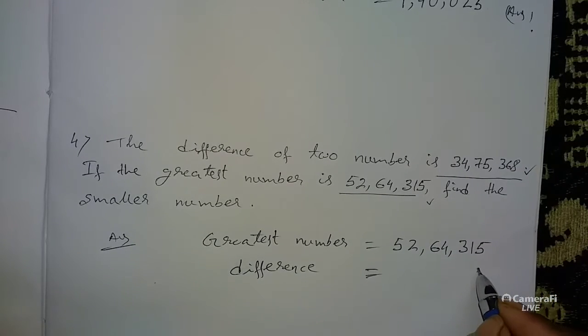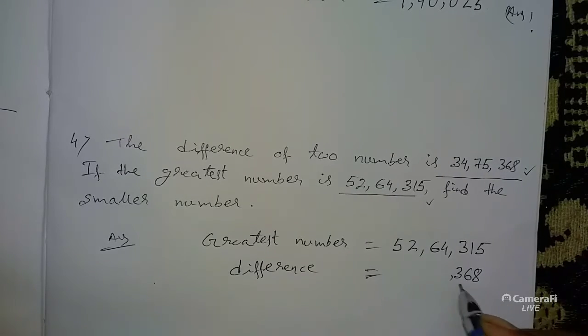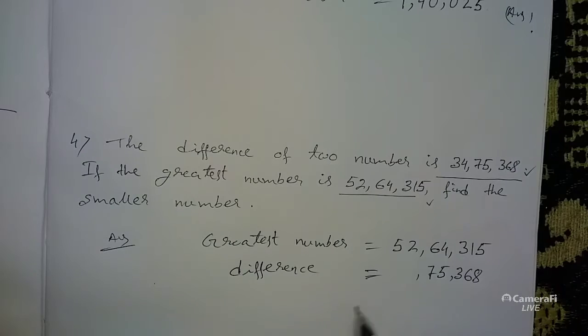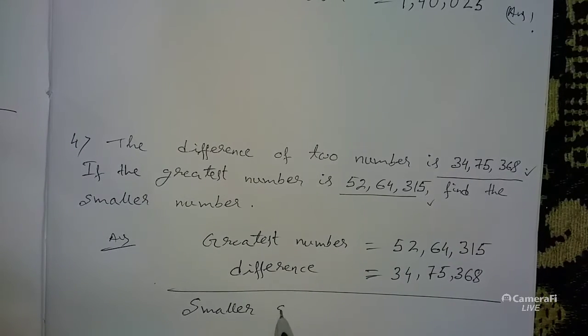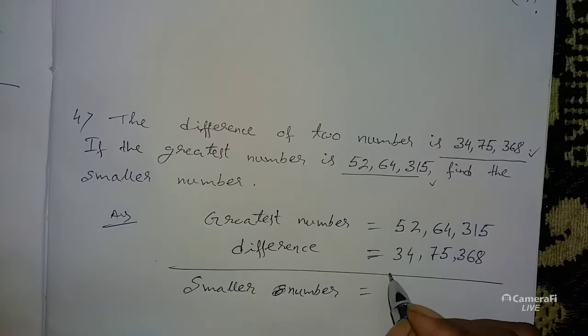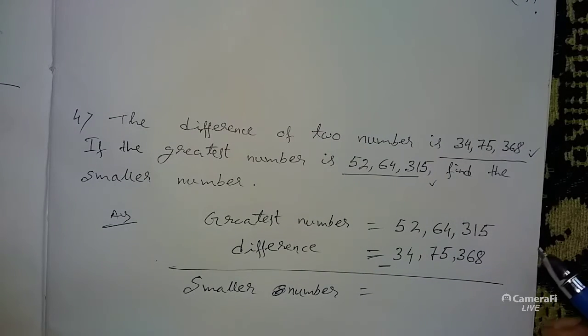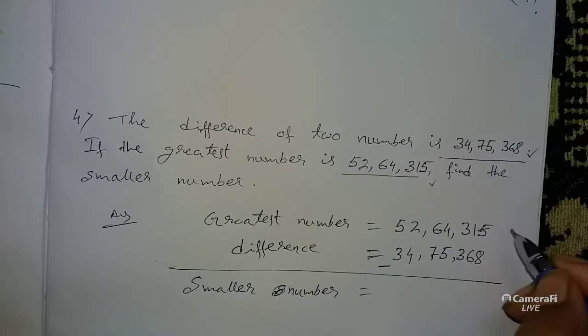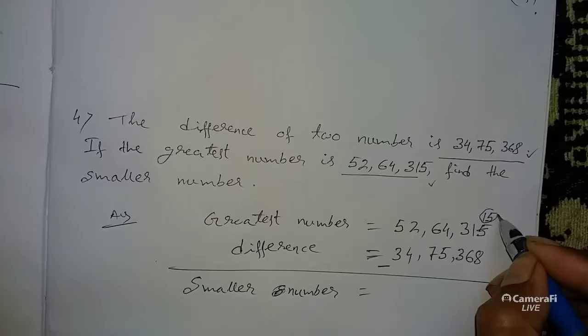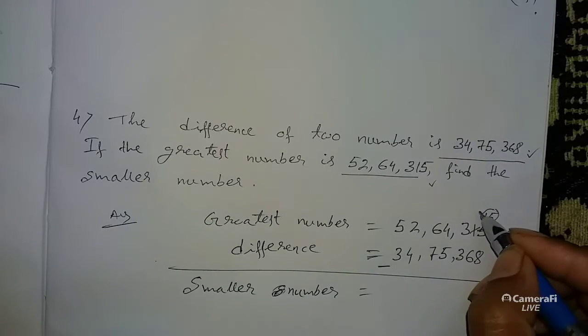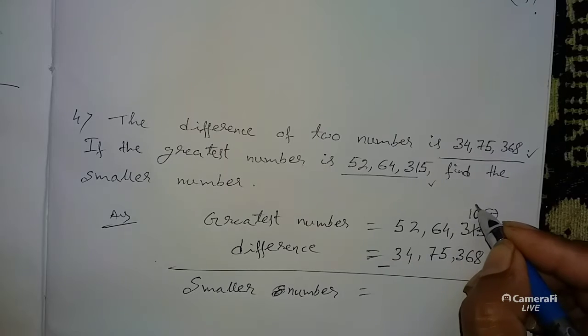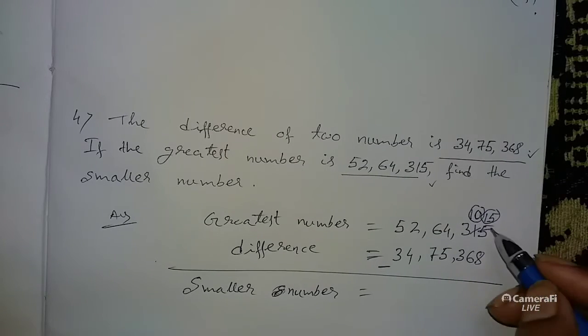this number, starting from the right hand: 8, 6, 3, 5, 7, 4, 3. We have to find the smaller number. So to find the smaller number, we have to decrease the value, so subtraction we have to do. Let us subtract. 5 minus 8 not possible. Let us consider 5 as 15. So 1 we have borrowed from here. 1 becomes 0, but 0 we should take as 10. Considered as 10, so that 10 minus 6 is possible.